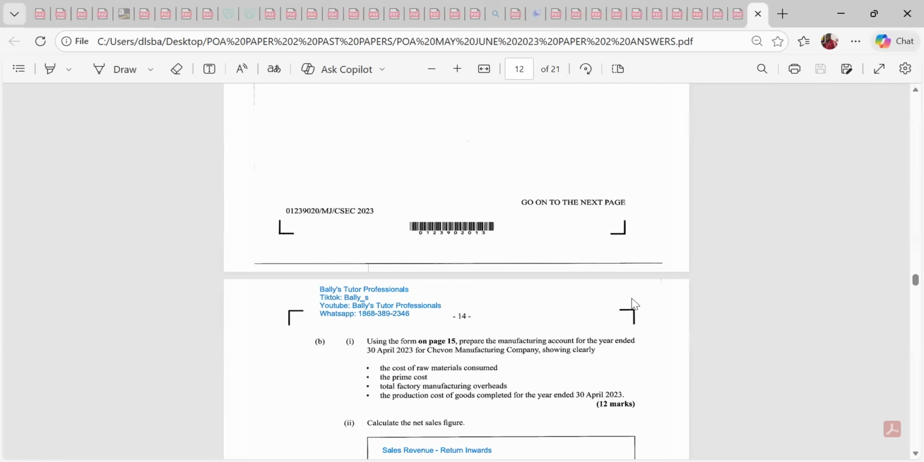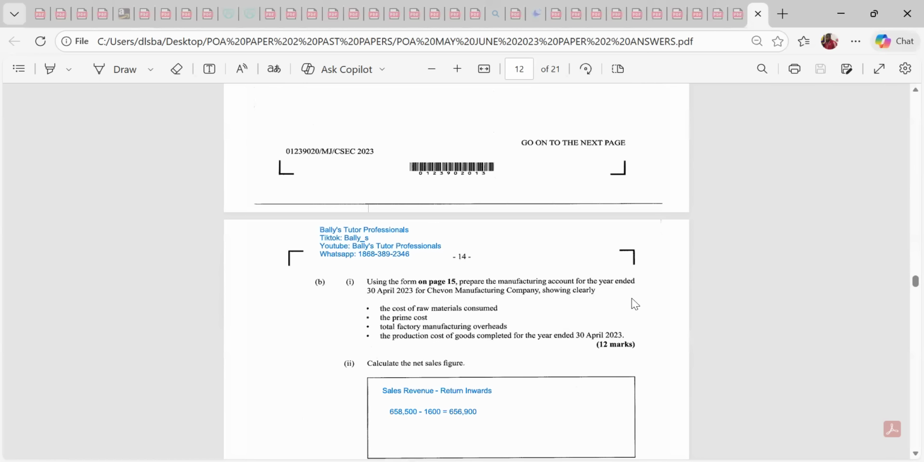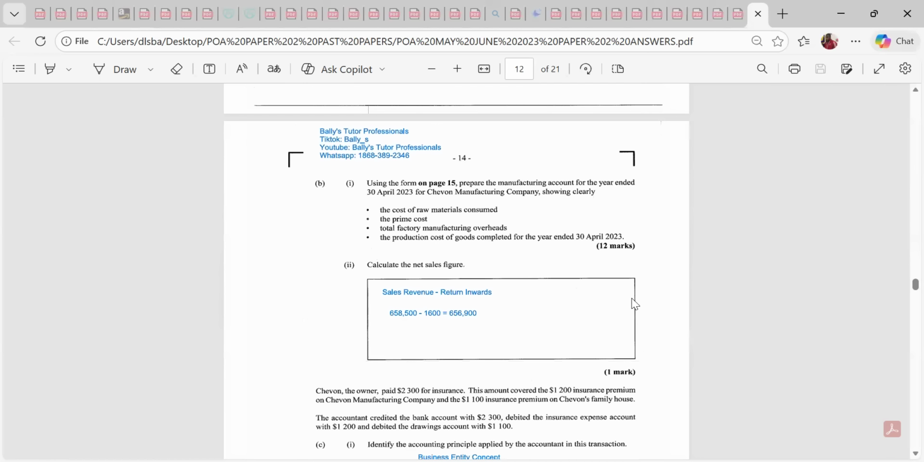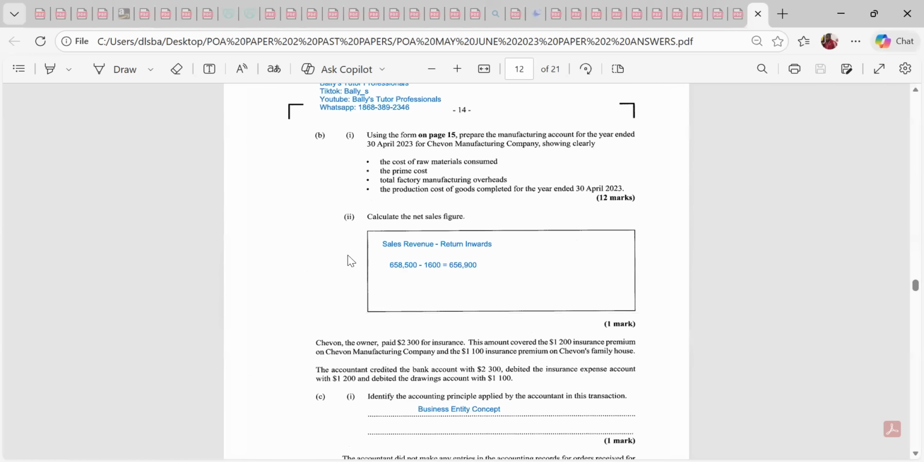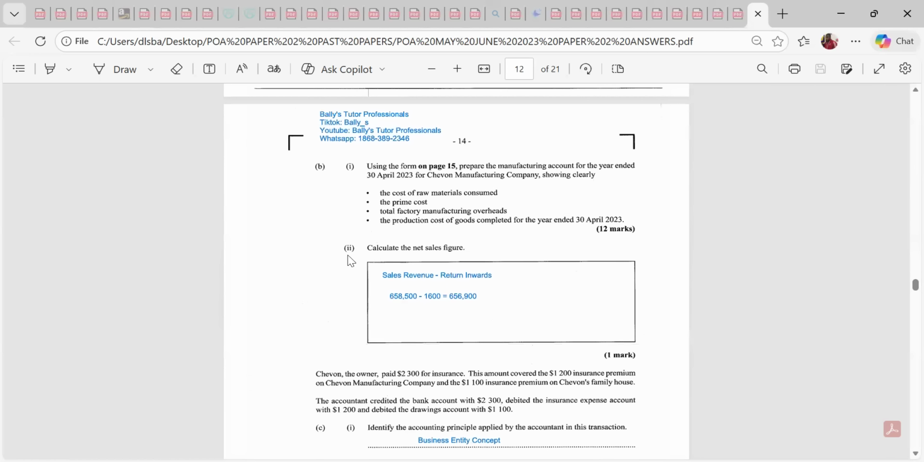Using the information on page 15, prepare the manufacturing account for the year ended 30th April 2023. Show clearly the cost of raw materials consumed, the prime cost, the total factory manufacturing overheads, and the production cost of goods completed for the year ended 30th April 2023.